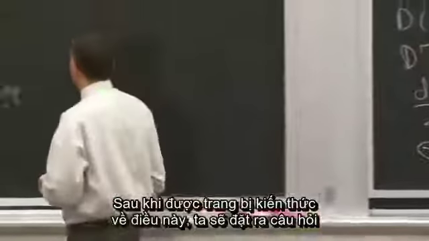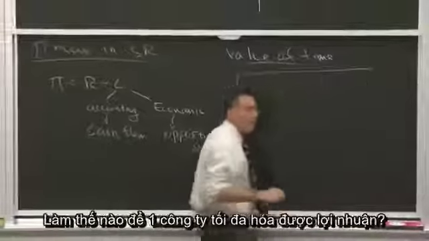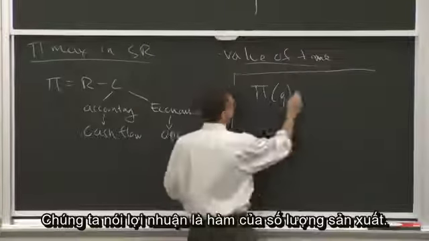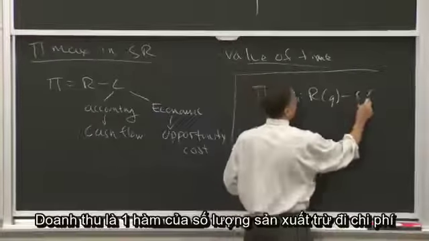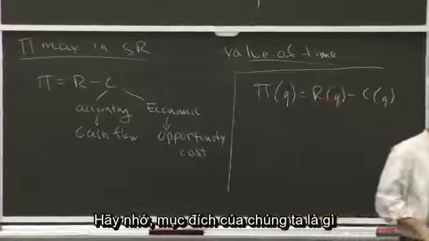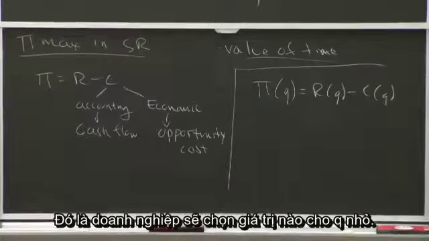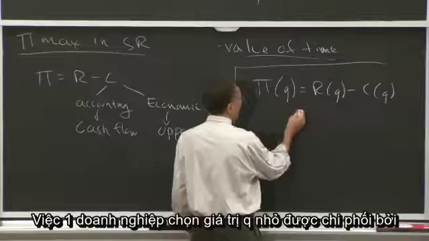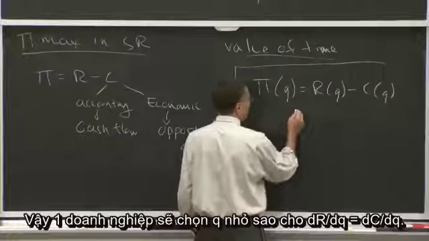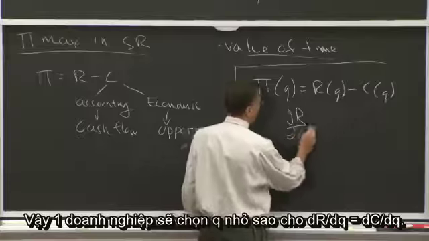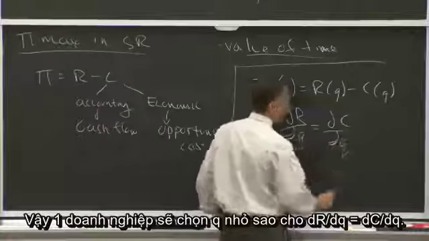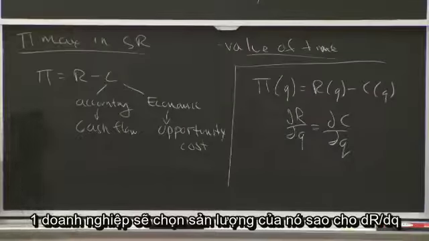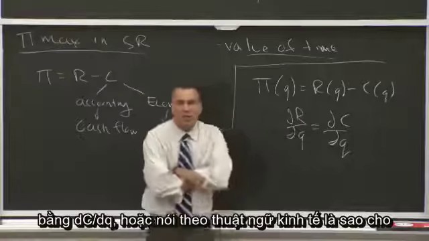Okay, now, armed with this, we now say, okay, how does a firm maximize profits? Well, that's easy. We say that profits is a function of quantity produced, is revenues as a function of quantity produced, minus costs as a function of quantity produced. Remember, what was our goal that we laid out to start this lecture? It was to figure out what little q a firm chooses. Well, what little q a firm chooses is dictated by maximizing this equation. So a firm will choose little q such that dR/dq equals dC/dq. That's the profit maximizing equation. A firm will choose its quantity such that dR/dq equals dC/dq.